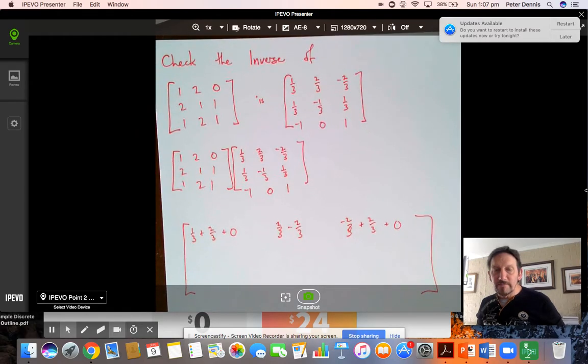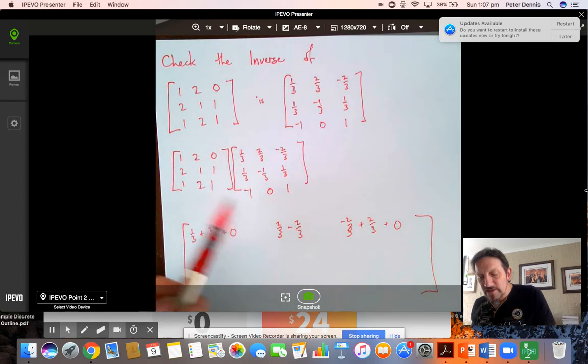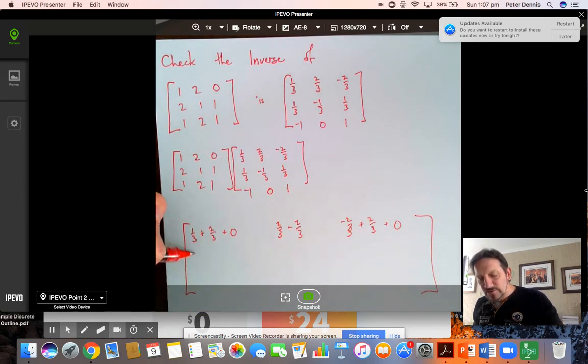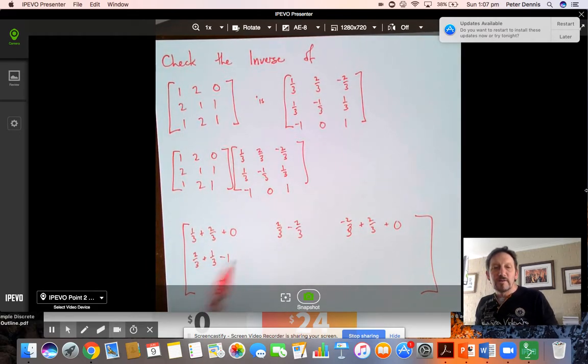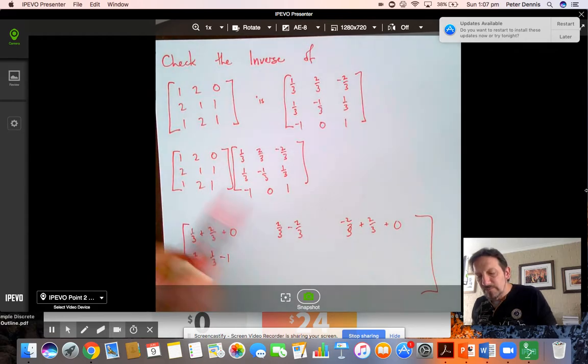The second line, so this point here is going to be across and down. So 2 times a third is 2/3. 1 times a third gives us 1/3. And 1 times minus 1 gives us minus 1. 1 minus 1, 0, exactly what we want.